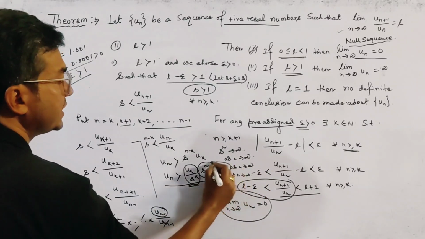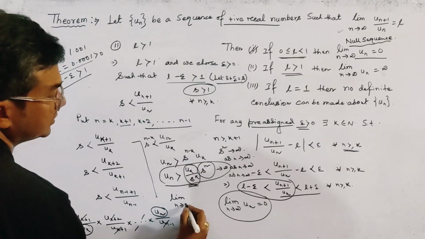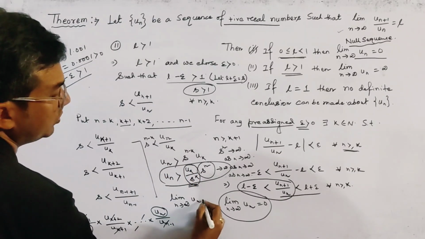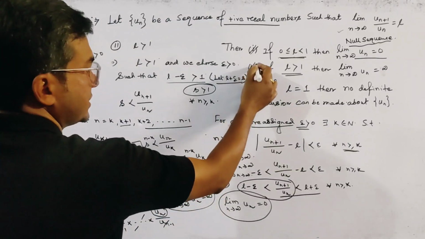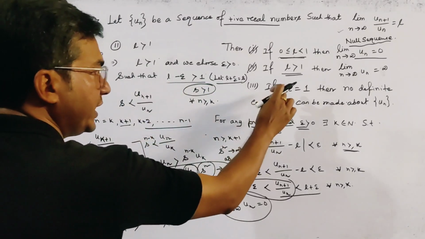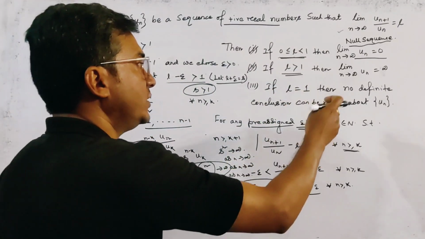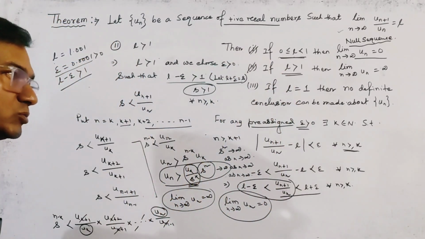So from this relation we can write that limit n tends to infinity un is equal to infinity for the second case. Okay, now we go to the third case. When L equals 1, then we cannot make any conclusion or any definite conclusion.